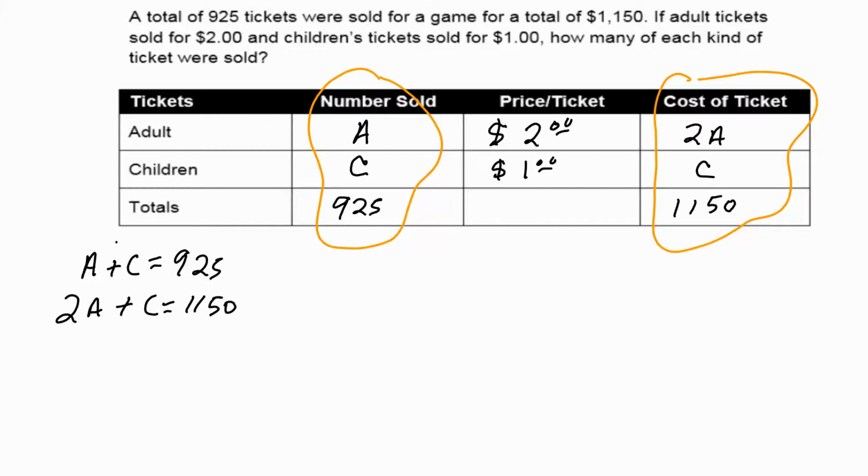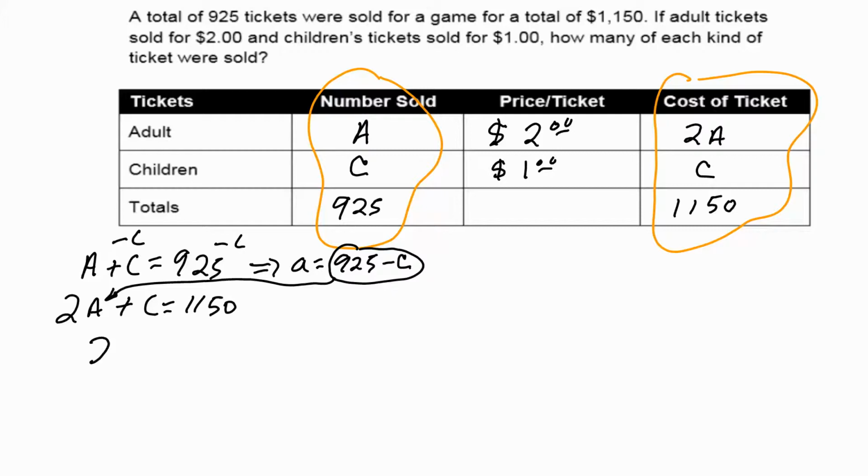So I'm going to take that first equation and subtract C from both sides. That'll give me A equals 925 minus C. You could have written this as C equals 925 minus A if you wanted to solve for C. Doesn't really matter. So then we'll take this 925 minus C and we will substitute that for A.